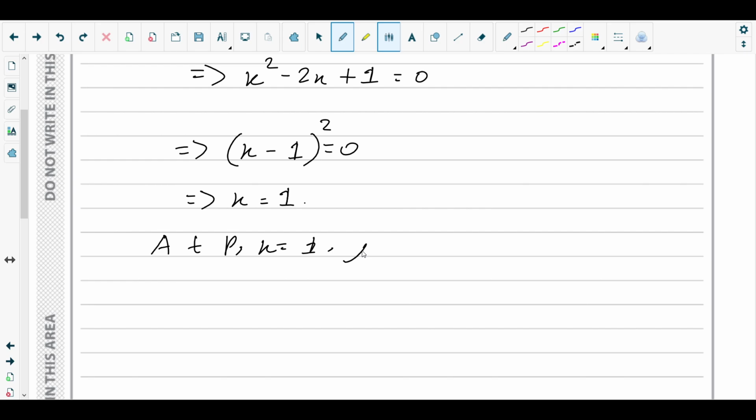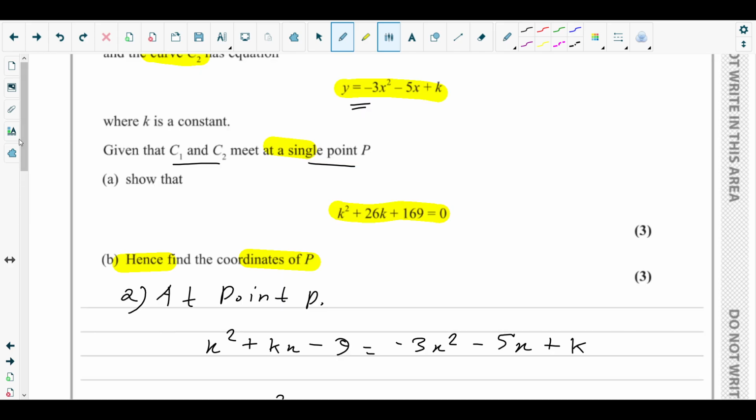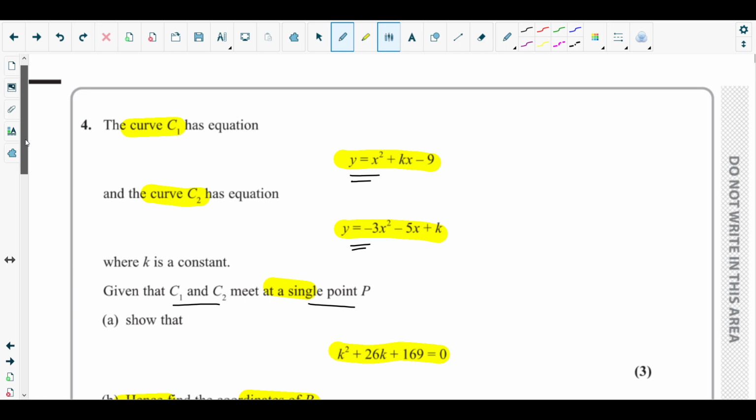So what would be the value for y? Just wait. x equals to 1. So we got the x coordinate of point P. So you can put this x coordinate in any of the equations of the two curves, because point P is a common point between the two curves, so you can put it in any equation.